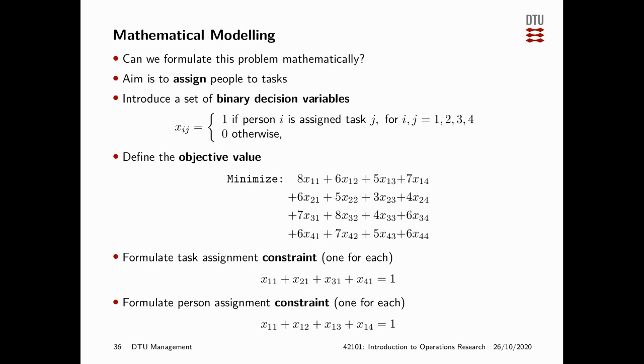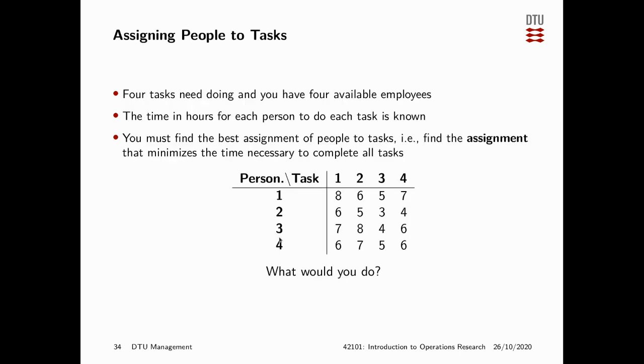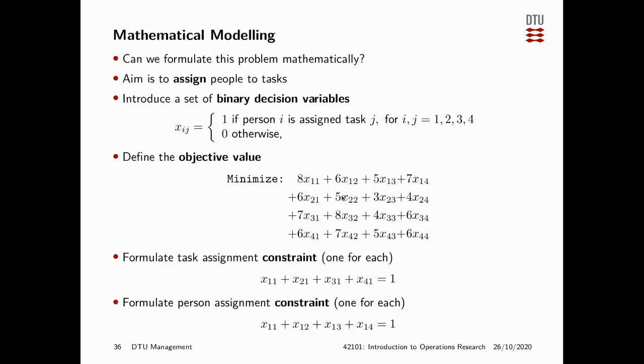Our objective value will minimize the total time necessary to do all tasks, and you should see a strong resemblance between this objective value and this table here. In fact, there's a decision variable associated with each cell of this table, and the variable has, let's say, the cost associated with that cell. Okay, so 8x11 corresponds to the 8 hours being selected if person 1 does task 1 or not.